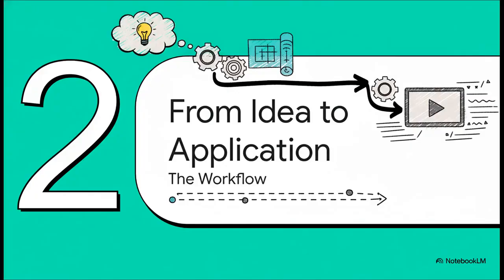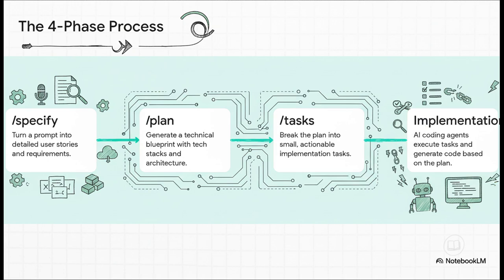Okay, so that's the theory. Sounds pretty cool, right? But how does this actually work in practice? How do you go from just an idea to a running application? Well, the workflow really boils down to a super clean four-phase process. You start by specifying what you want, then an AI plans the whole technical architecture, it breaks all that down into actionable tasks, and then finally, AI agents handle the implementation, by writing the actual code. Let's break that down a little more.